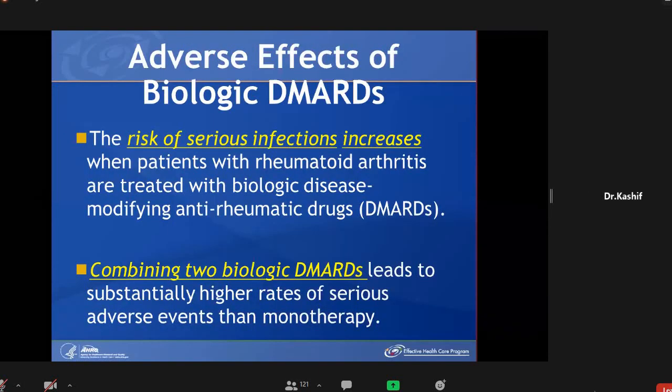Adverse effect of biological DMARDs, again, you can see that the risk of serious infection could be there because you are suppressing the immune system. So when we are giving these drugs, we can also have a problem with infections. Also, combining two biological DMARDs, okay. Usually, we do not combine two biological DMARDs. We usually give one oral DMARD and a single biological DMARD.